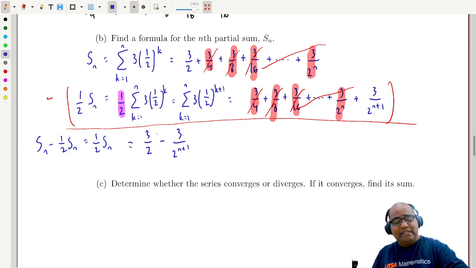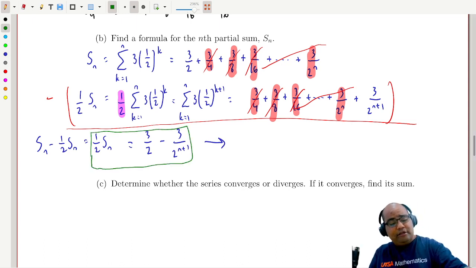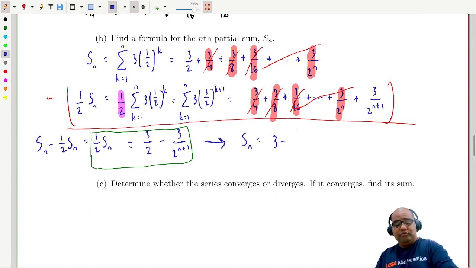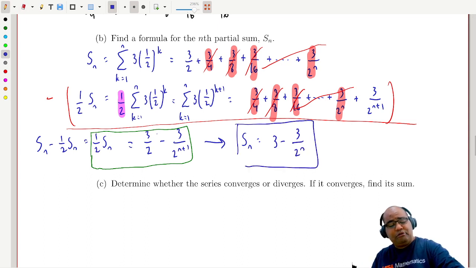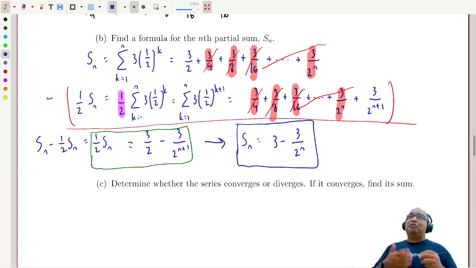Okay, but now I have to go ahead and solve for Sn. So let's go ahead and box this thing in green is what we have here. If I multiply both sides of that by 2 to get Sn by itself, we will see that Sn is equal to 3 minus 3 over 2 to the n, okay? Let's go ahead and fix that. And that right there is my formula for my nth partial sum.